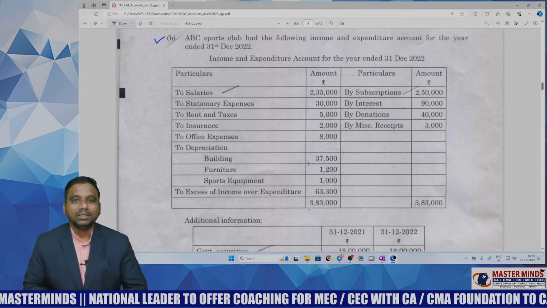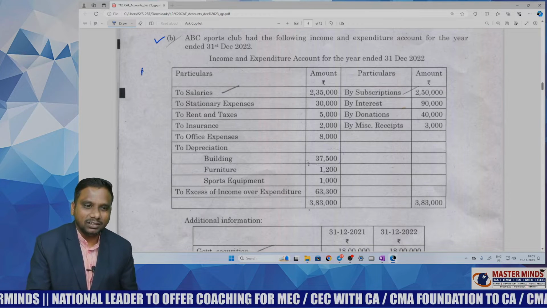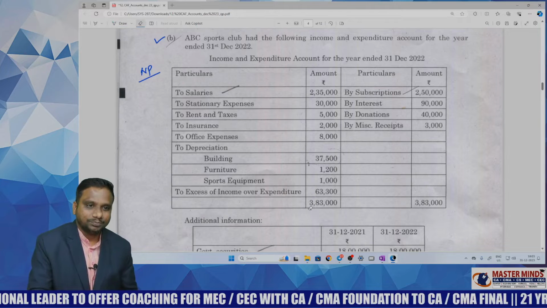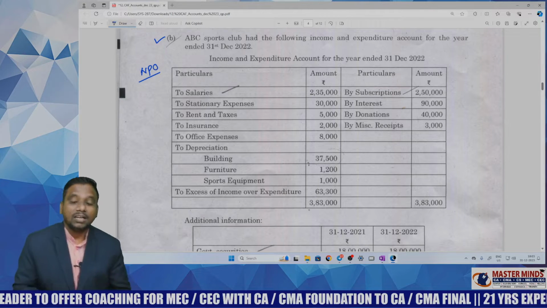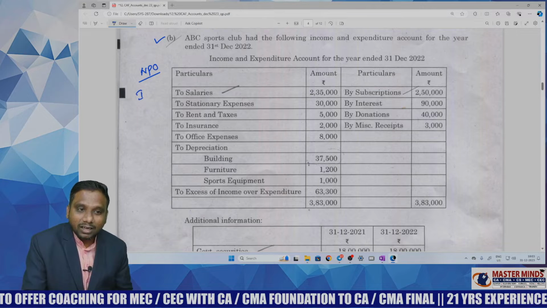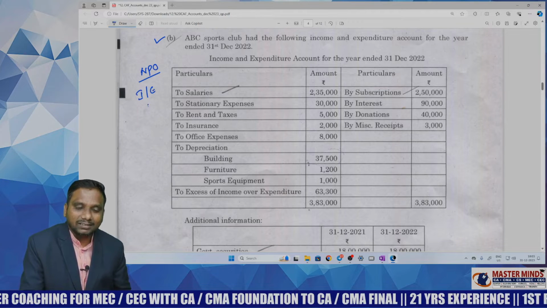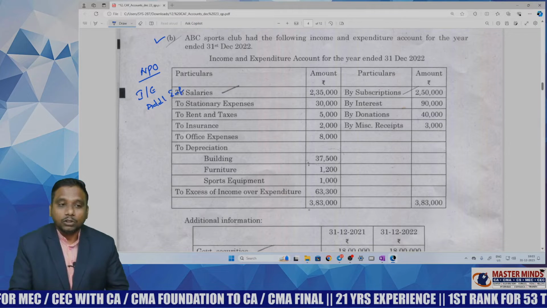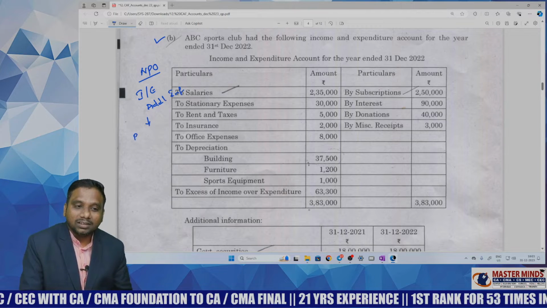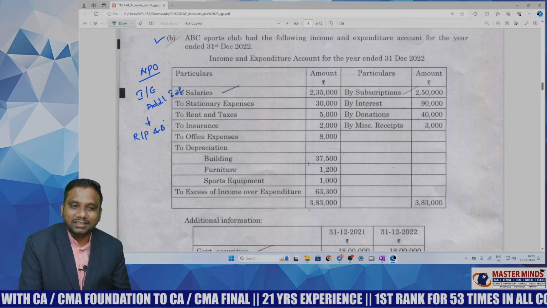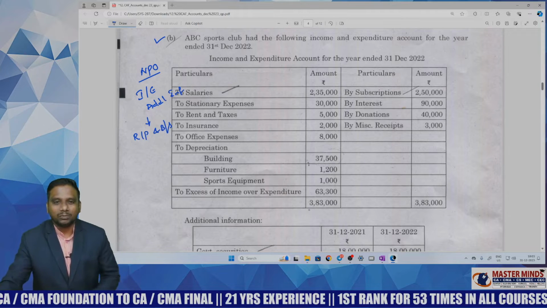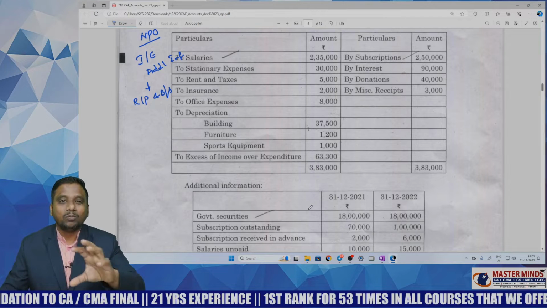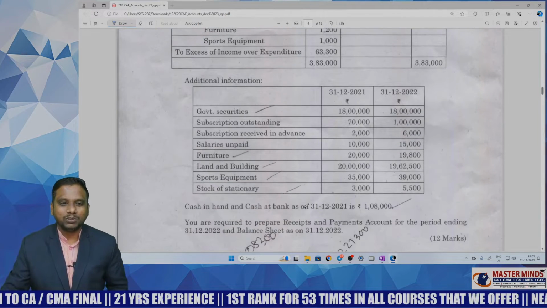B question. This is NPO, students. Stunningly, this is a very easy question. Which model is it? They have given an income and expenditure account and some additional information. So you need to prepare the receipts and payments account and balance sheet. This is a type of problem, na? Everything is easy, and that too the problem is not lengthy. Very simple, students.